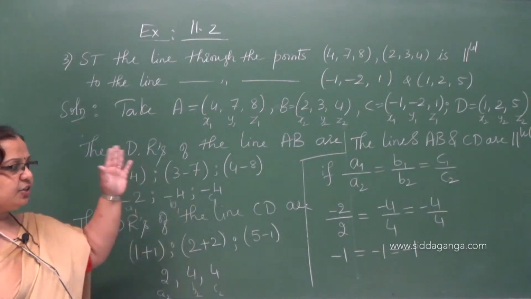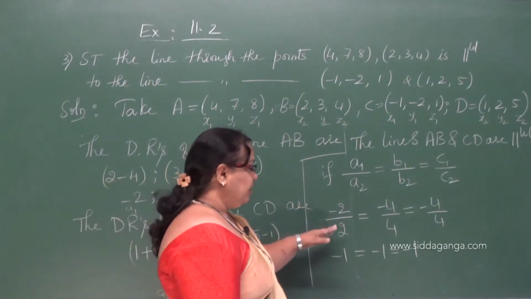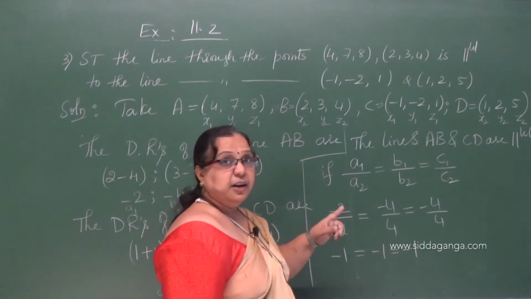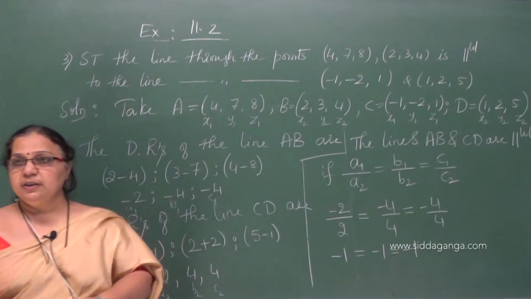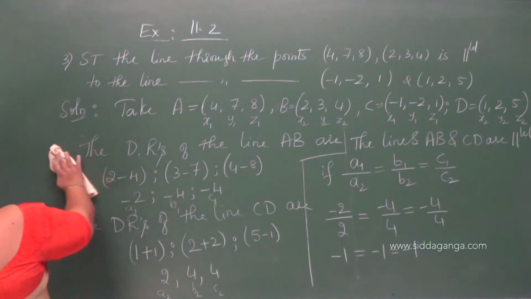So the direction ratios are proportional, that means the given two lines are parallel. We should write this as the conclusion. So that is the problem. Next, we have to find the next example.